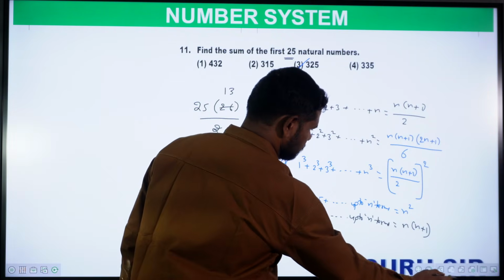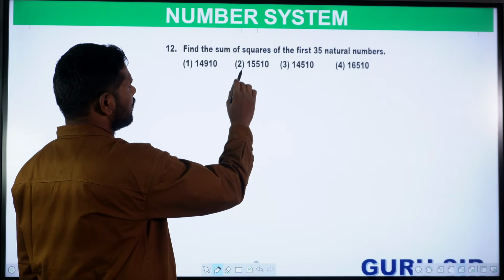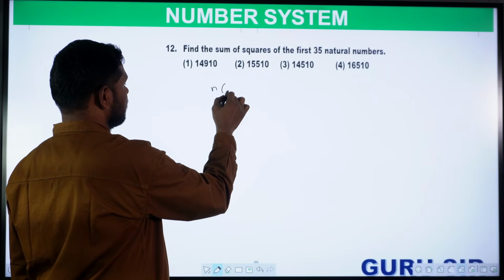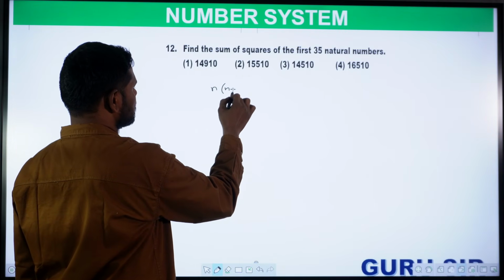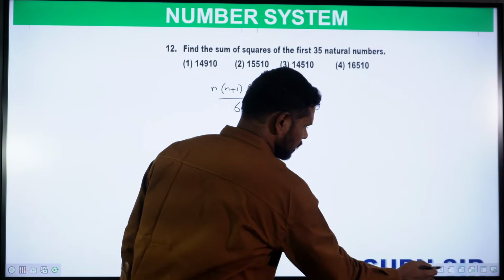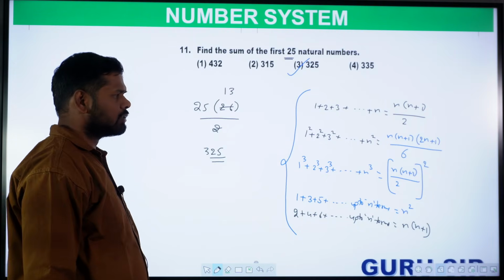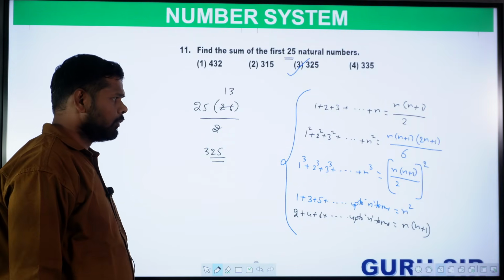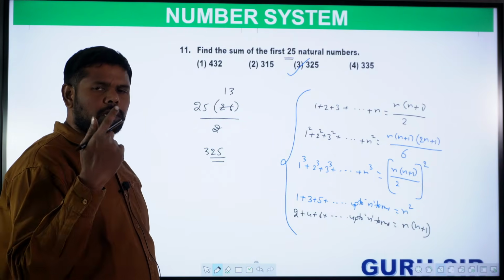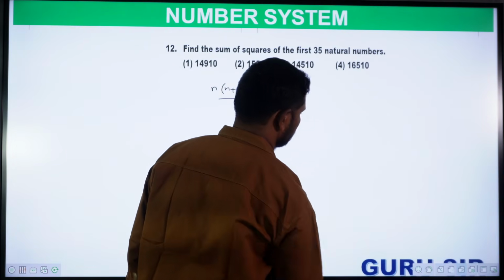Next, again, don't bother about calculations, just understand the concept and go for it. Find the sum of squares of the first 35 natural numbers. The formula is n into n plus 1 into 2n plus 1 by 6. That is the formula we discuss here. So write down all those formulas. Definitely that will be helpful, even sometimes in counting figures in the reasoning chapter, where we also use some formulas.